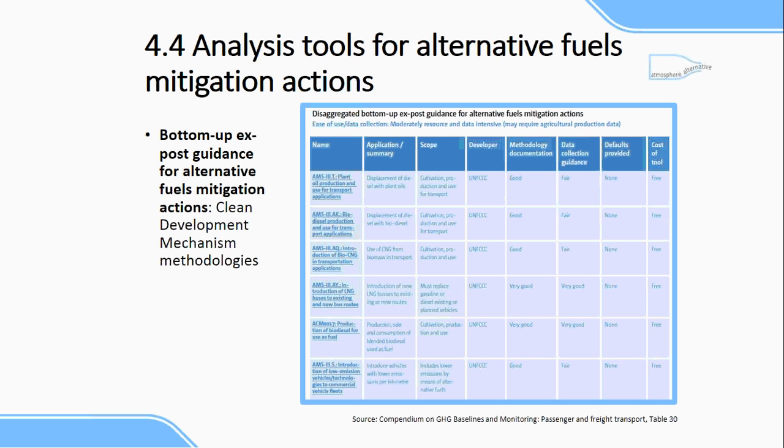As I said, within the compendium itself, there is a list of different types of analysis tools that can be used to estimate or calculate the mitigation impact of the use of alternative fuels in mitigation actions. There are some more general methods. And then in this table of the compendium, the bottom-up ex-post guidance is presented. These are mainly CDM methodologies, and bottom-up means that they use data from all of the vehicles that are being impacted by the mitigation action, and ex-post means that they're designed to calculate emission reductions based on the implementation of a mitigation action. What happens once a mitigation action is actually underway? Next slide, please.